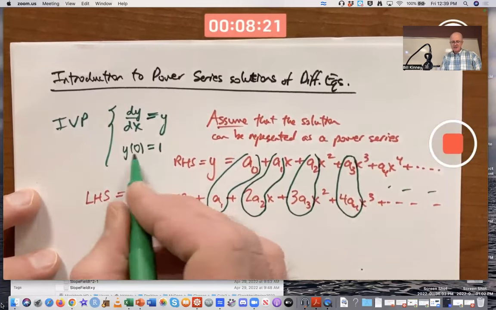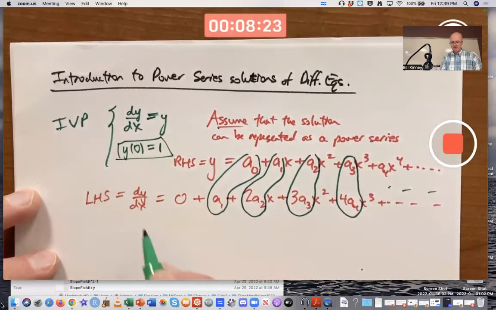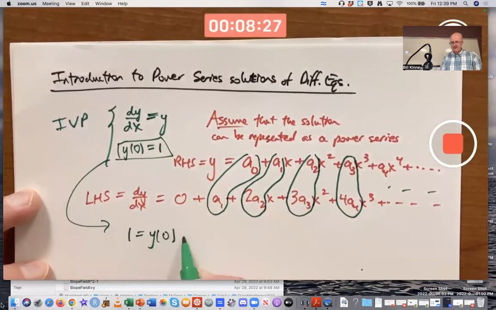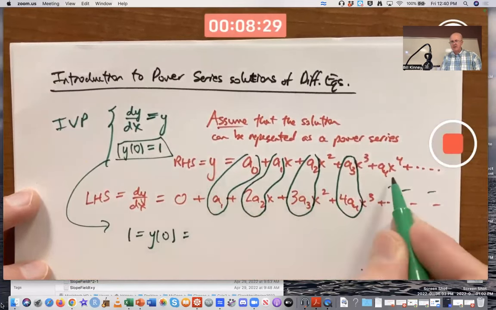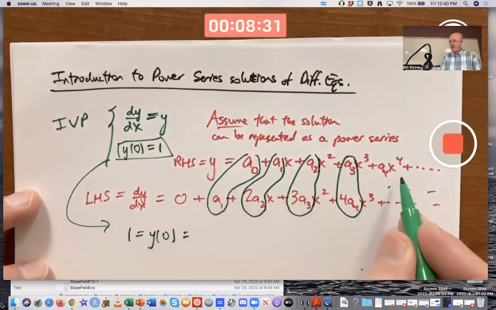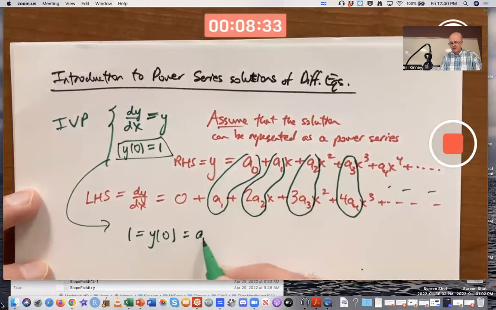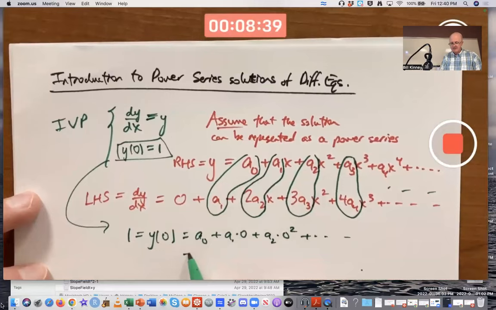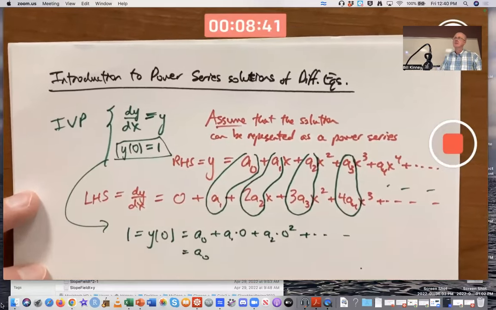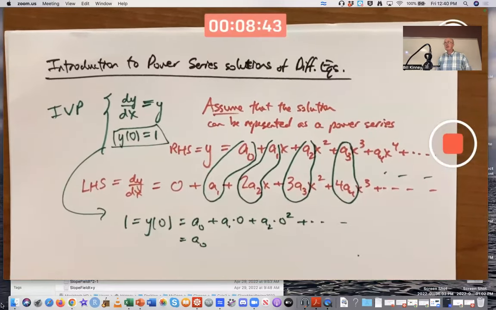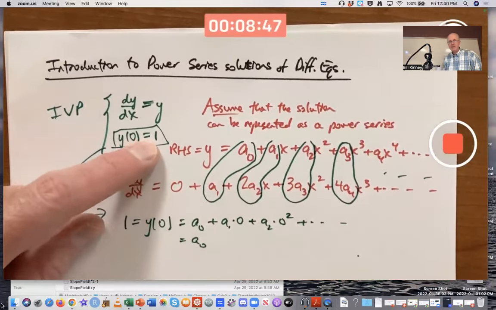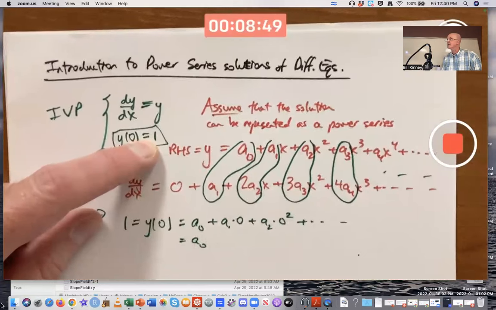First note, the initial condition is that y of 0 equals 1. So 1 equals y of 0. If I plug that into the original assumed formula, replacing x with 0, I get a0 plus a1 times 0 plus a2 times 0 squared, etc. That all simplifies to a0. a0 is the initial value. If it were, say, a 3 instead of a 1, then a0 would be 3.